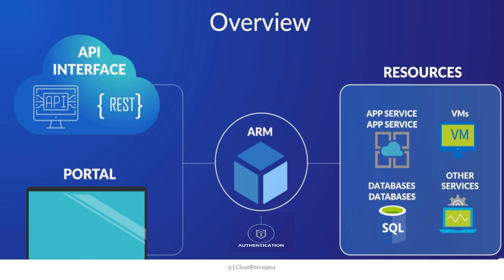So this is the overall diagram. It shows that ARM is interacted with using the API interface and portal, and these are the resources that can be created, like app service, virtual machines, databases, and other services. So it's a huge range of services that you can create using ARM.